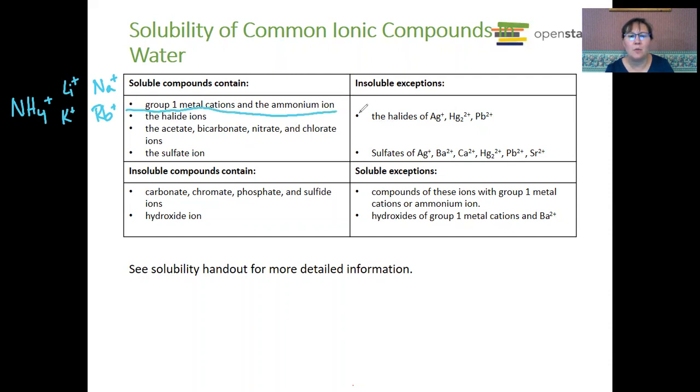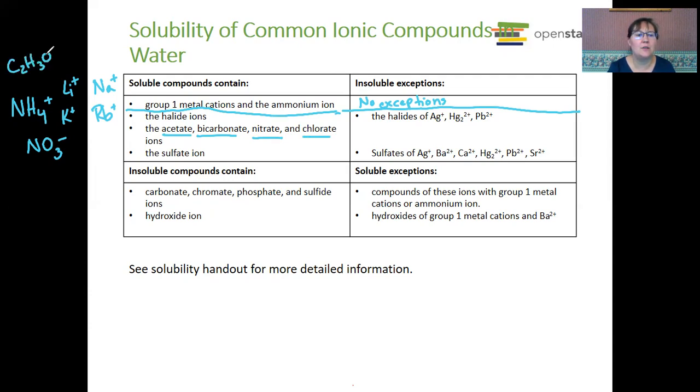You notice with that first one that we have no exceptions. No exceptions. That means that they are always soluble. Another always soluble here are nitrates, NO3 minus, okay? And the acetate, bicarbonate, and chlorates don't really have exceptions either. So acetates are C2H3O2 minus, okay? Bicarbonate is HCO3 minus, and chlorate, ClO3 minus, okay? These are a bunch of things that are pretty much always soluble.